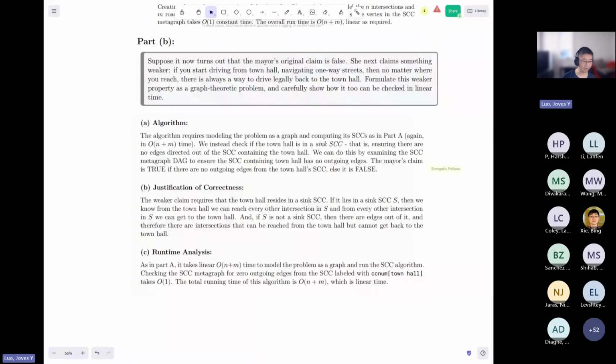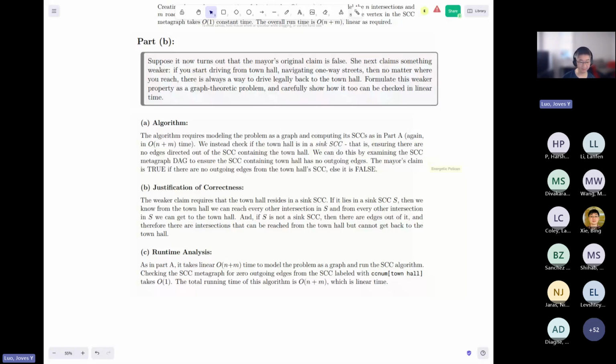The weaker claim requires the town hall resides in the sink SCC. If it lies in the sink SCC, then we know from the town hall we can reach every intersection within S, but we can't reach any other location that can't come back to us. Okay, and so that's why it works.